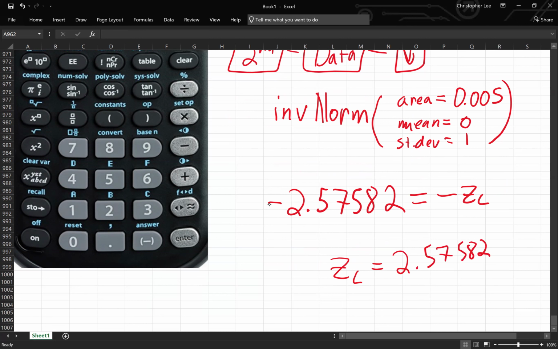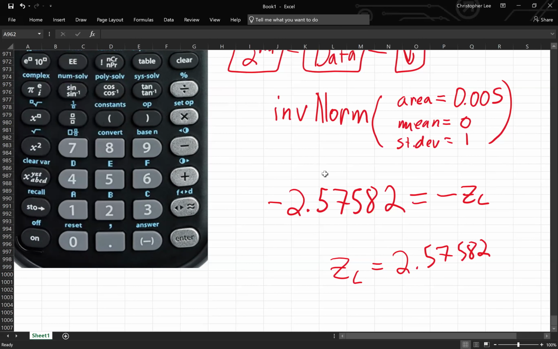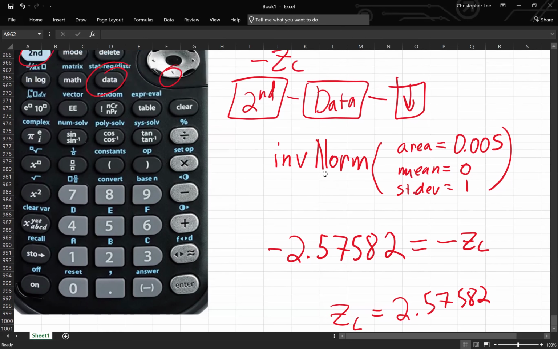2.57582. That's it. Yeah, round it if you want to. I'm not a fan of rounding, but if you are going to round it, round it off to the nearest hundredth place. 2.58.